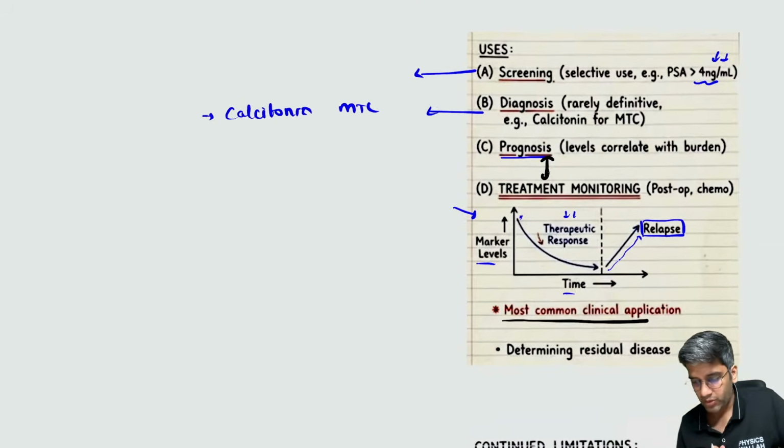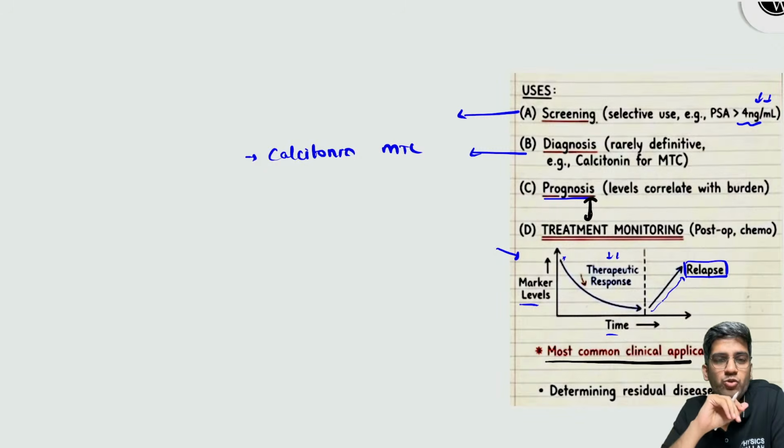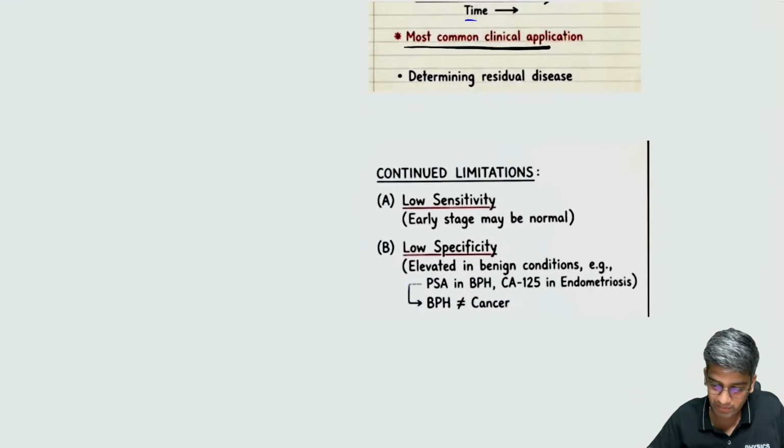Now, can anyone tell me what is the limitation of the tumor marker? We know the use case. We saw the definition. Examples we'll go to soon. Can anyone tell me any one limitation of a tumor marker? One of the biggest limitations of tumor markers is that they lack sensitivity as well as specificity. That's an important limitation. They have low sensitivity and they have low specificity.